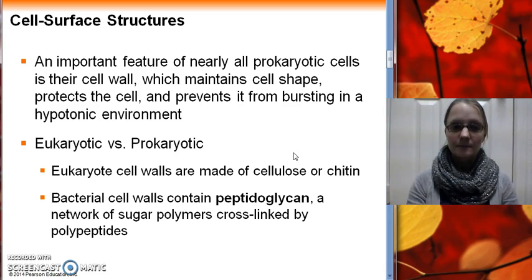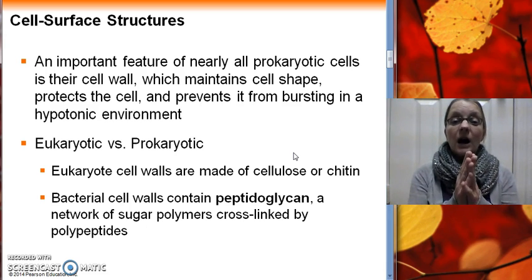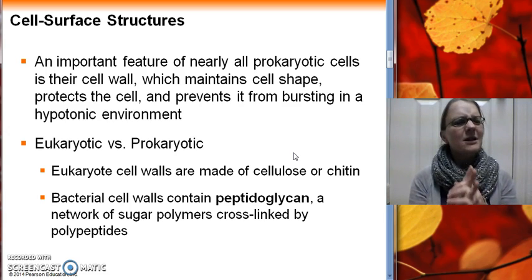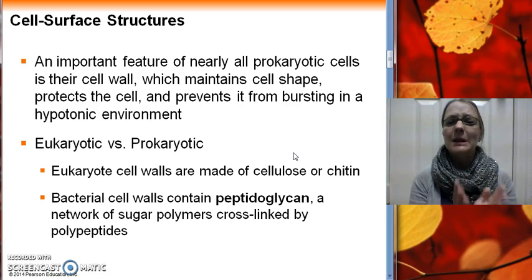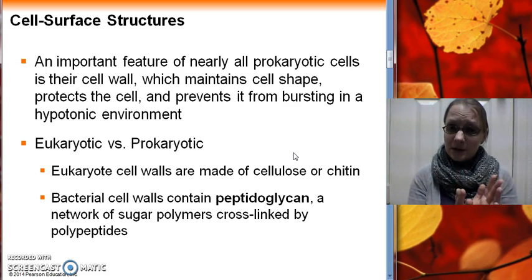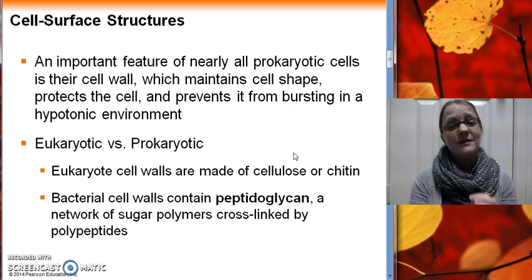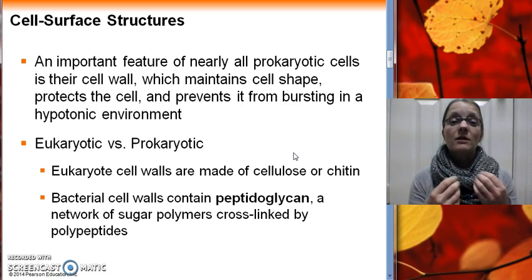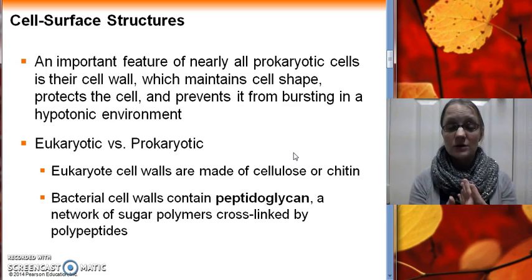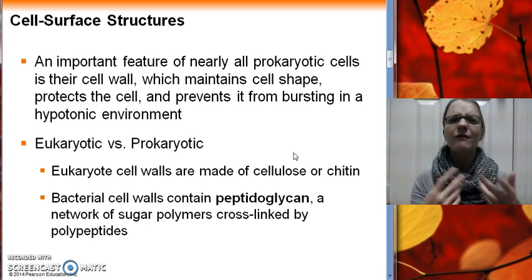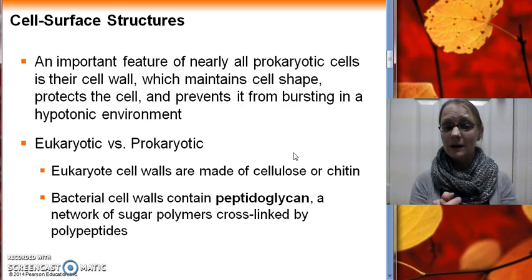Okay. An important feature of nearly all prokaryotic cells is their cell wall. Right? We've talked about cell walls before, but when we talked about them, we were talking about plant cell walls. There are some similarities, but in terms of structure and composition, prokaryotic cell walls are very different from plant cell walls. They do share some common functional features, though. So a prokaryotic cell wall is still going to help the cell maintain its shape. It's going to protect the cell, and it's also going to prevent it from bursting in a hypotonic environment. So all very similar functions to eukaryotic cell walls.